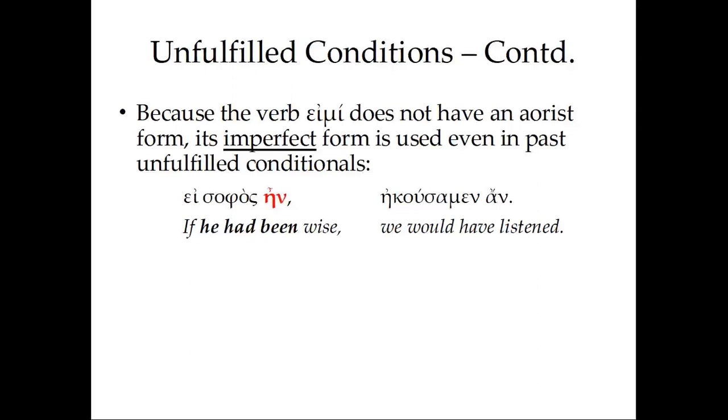But here in this kind of construction, where we see the ei in the protasis, and we see the aorist plus an in the apodosis, we're going to translate it as he had been. If he had been wise, we would have listened. Past unfulfilled condition. And again, we know that this is a he we're talking about, of course, because sophos is masculine. If it were ei sophe en, if she had been wise, ekousamen an, we would have listened.